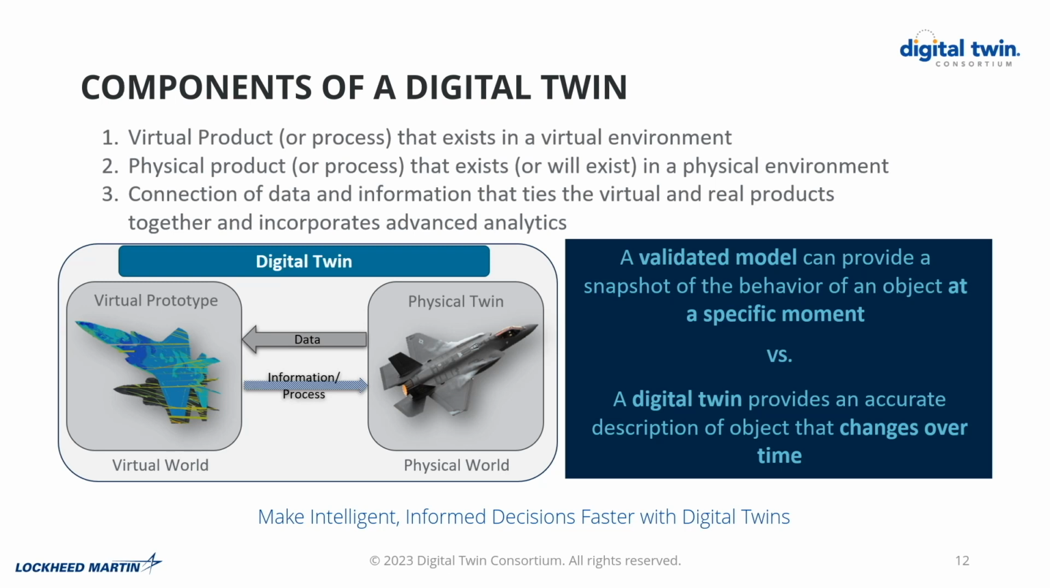Number one would be a virtual product or process that exists in a virtual environment. Number two is a physical product or process that exists or will exist, important caveat, in a physical environment. And third is the data that connects the two, connecting the virtual and the physical, also incorporating advanced analytics to make those end users able to make those intelligent predictions and decisions.